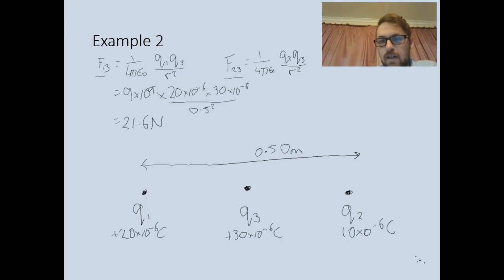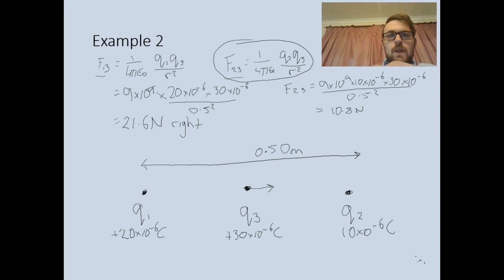So if these were both positive, this 21.6 newtons, Q1 and Q3 are both positive, so it's going to be a repulsive force. So this will be 21.6 newtons to the right. All right. Now what we'll also do is substitute into this equation for F2 and 3. I won't step through the process like I did, but it's going to be exactly the same. So once again, if we substitute in our numbers, we get 10.8 newtons. And we're talking about F2, 3 now, so both of those are positive as well for this question.